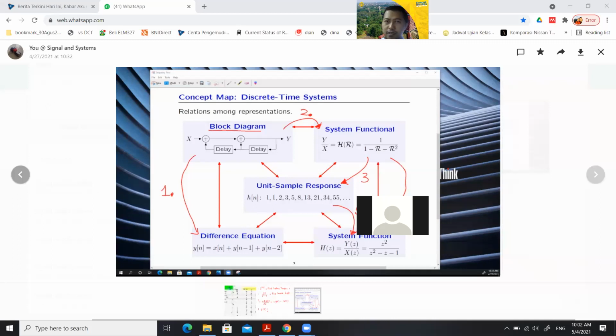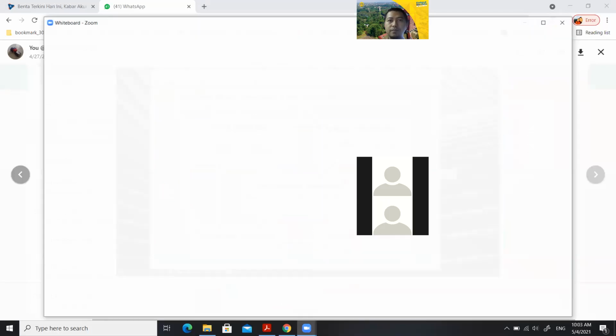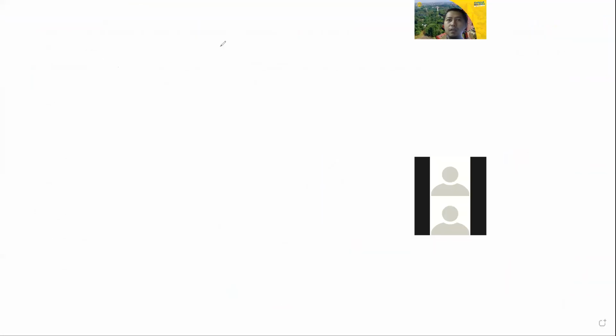Maybe another way. For example, given a unit sample here, how do we express it in the Z transform? I will show you some ways. Hope it's okay, wait a moment.